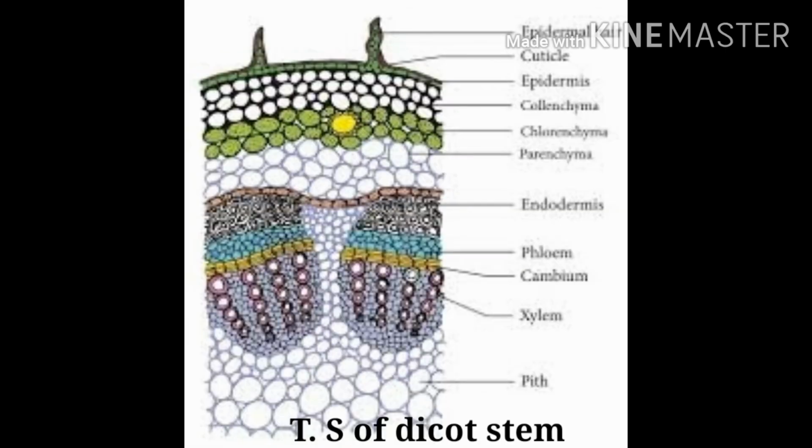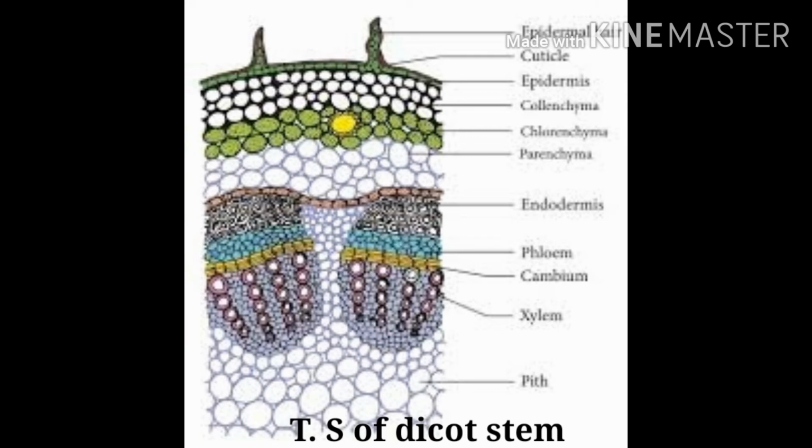So here is the picture of dicot stem. The first layer is epidermis, which is meant for protection. It consists of cuticle and epidermal hairs. Then the next layer is hypodermis, which is below the epidermis, and it is made up of collenchymatous cells. The next one is the ground tissue or cortex region, which is made up of chlorenchymatous and parenchymatous cells. Chlorenchymatous cells are nothing but the cells which possess chlorophyll.